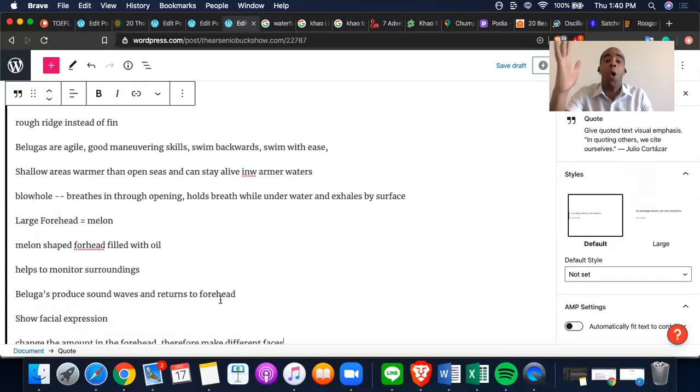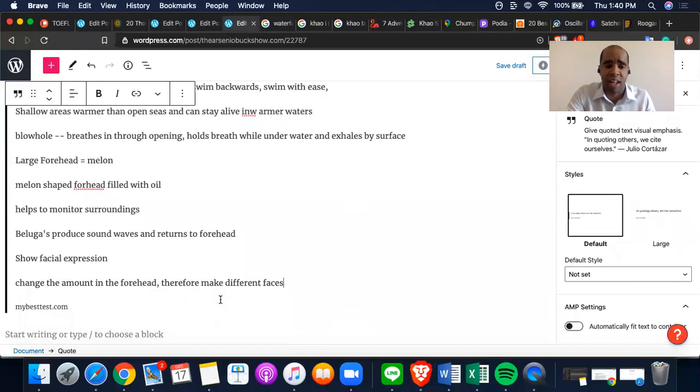The blowhole, oh my God. We're aware of the blowhole, right? Holds breath while under the water and exhales at the surface. Large forehead, melon-shaped forehead filled with oil, helps to monitor surroundings. It can send out these different types of, I don't know, ultrasonic waves. Shows facial expressions is another technique that it uses along with having that oil in its head. So that's basically what I had written down.